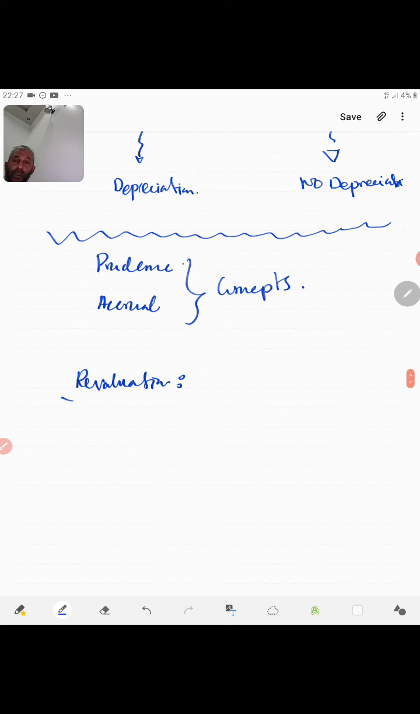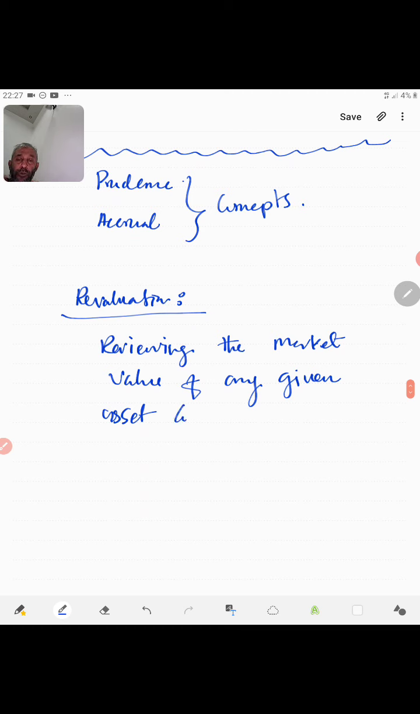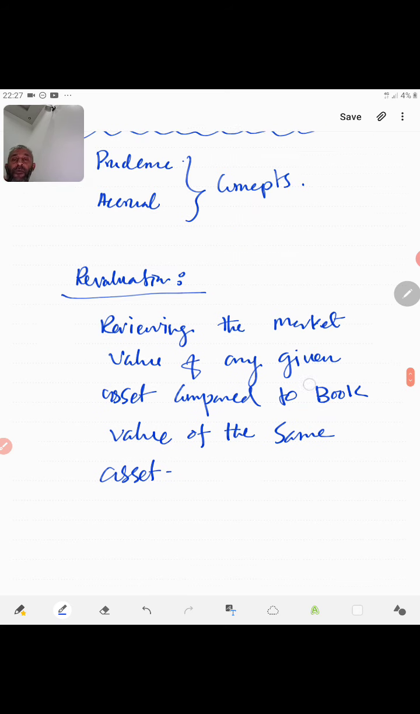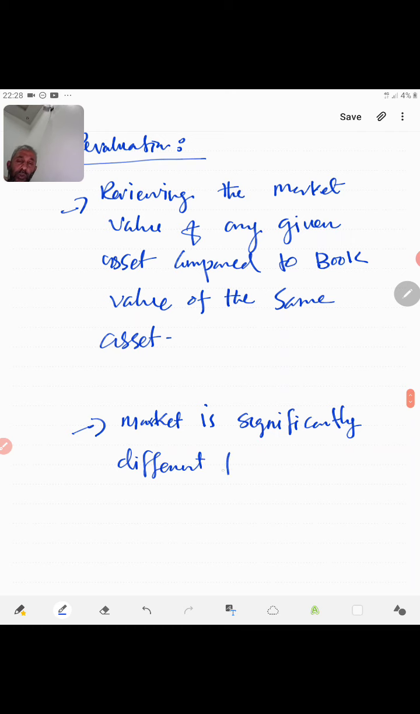means reviewing the market value of any given asset, compared to the book value of the same asset, when the market value is significantly different to the book value.